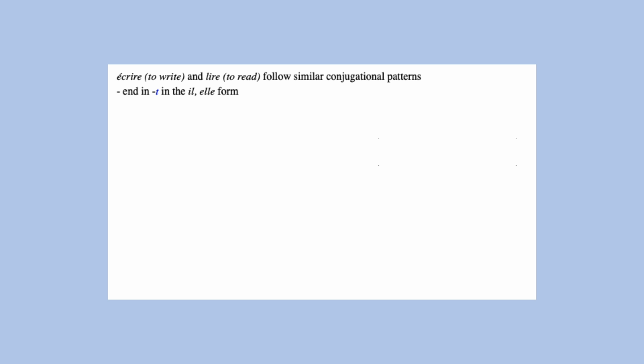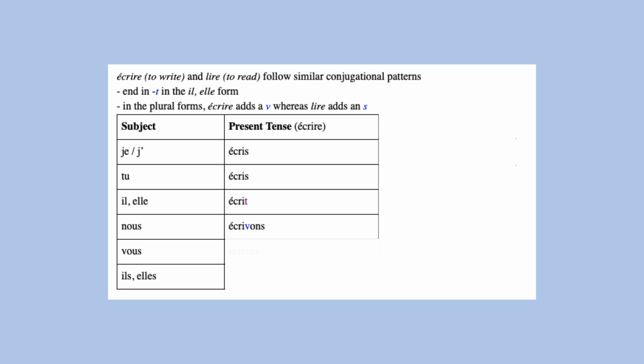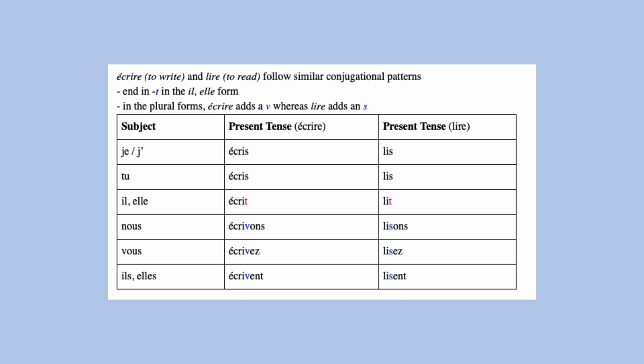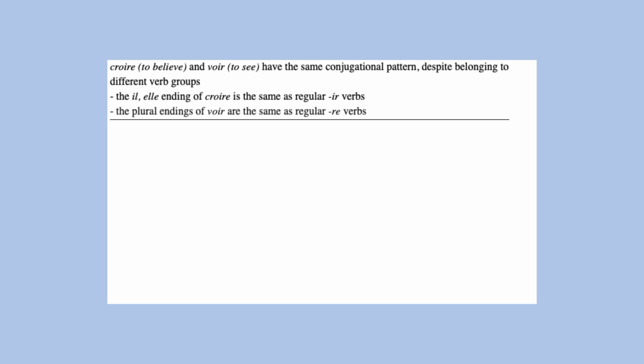Écrire and lire follow similar conjugational patterns to one another. Écris, écris, écrit, écrivons, écrivez, écrivent. Lire, lisons, lisez, lisent. Croire and voir have the same conjugational patterns despite belonging to different verb groups.